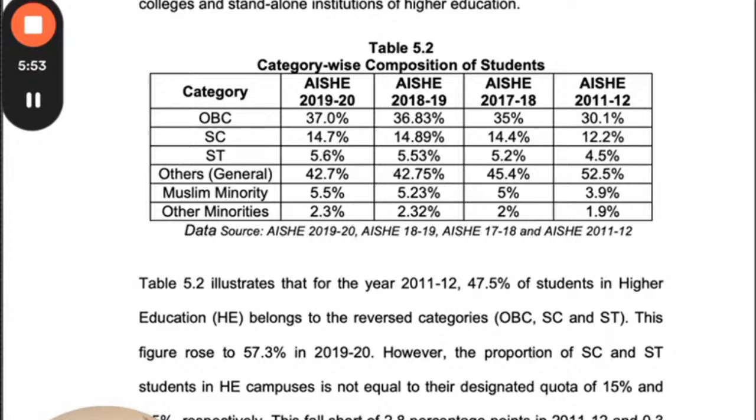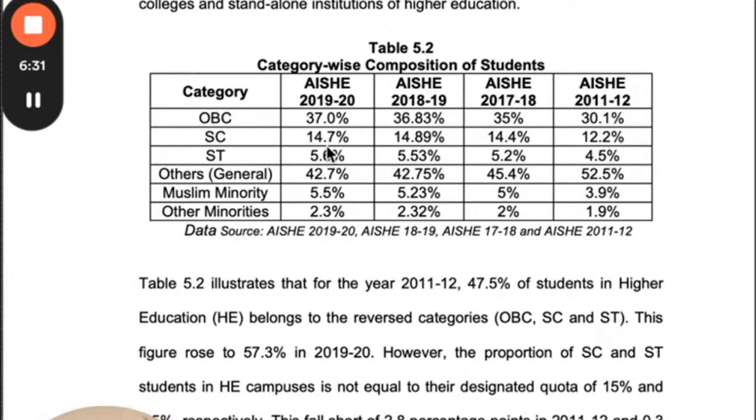Let us now look at one more important table in this report, which is the category-wise composition of students. Here again, the percentages of OBC, SC/STs have remarkably increased from 11-12 to 19-20. It's a great improvement. Especially in the OBCs there is a rise of 7% from 30.1%. Then in the SCs it has risen from 12.2% to 14.7%, which is almost nearing their population percentage.